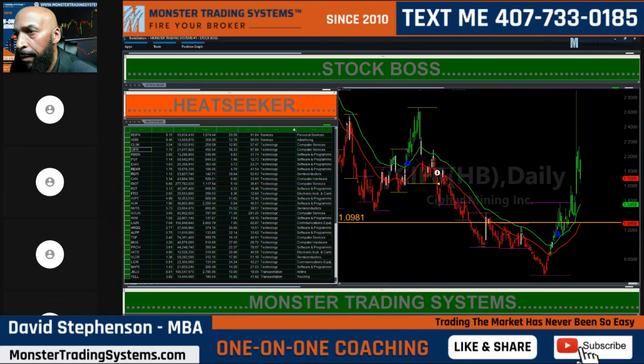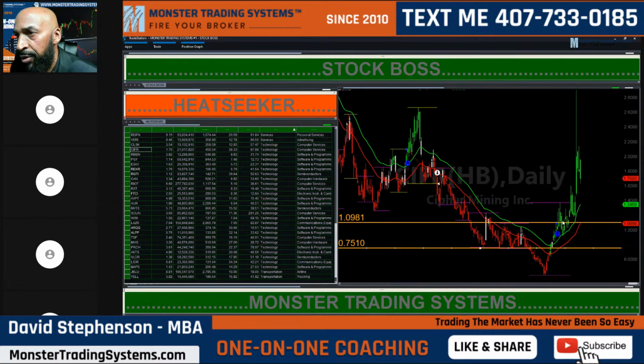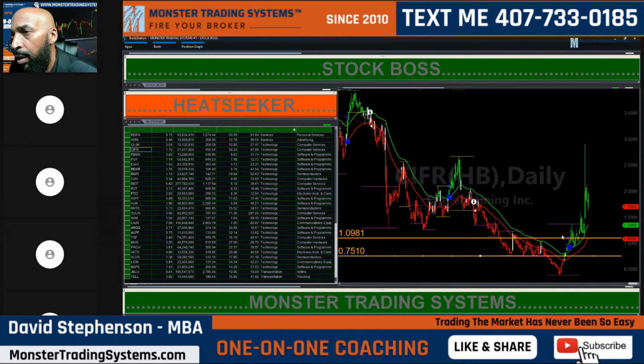So if you look here, here is the buy signal on a break of resistance, and here is your support. Look how wide that is. That's a wide support and resistance, very wide. Now, they can get wider than that.